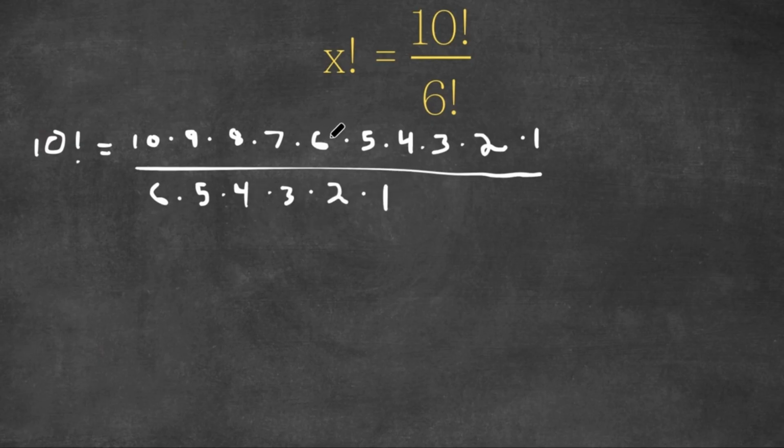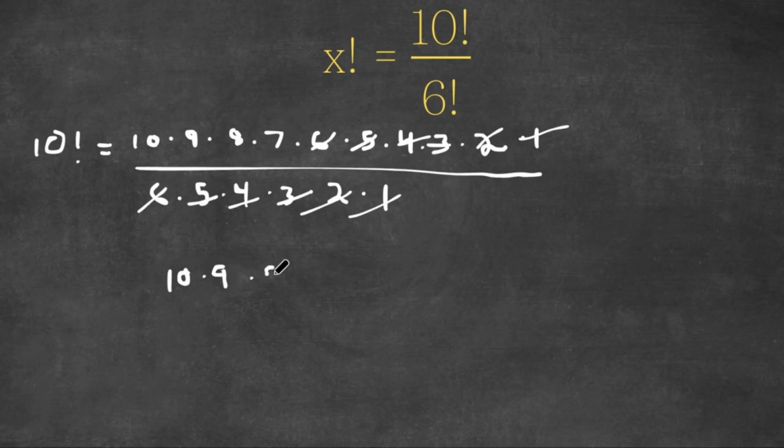Now, if you notice, we have 6 in our numerator as well as 6 in our denominator, so these two can cancel out. Same thing with 5, same thing with 4, and same thing with all the terms below 6. So now all we're left with is simply 10 times 9 times 8 times 7. And this is equal to x factorial.